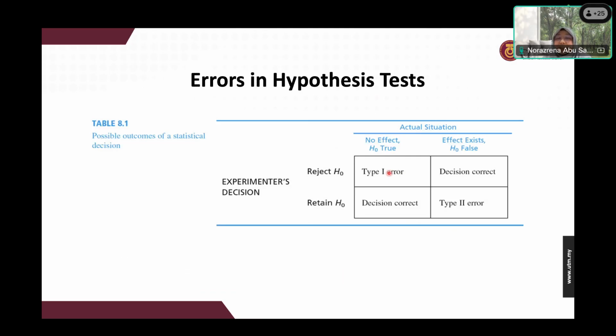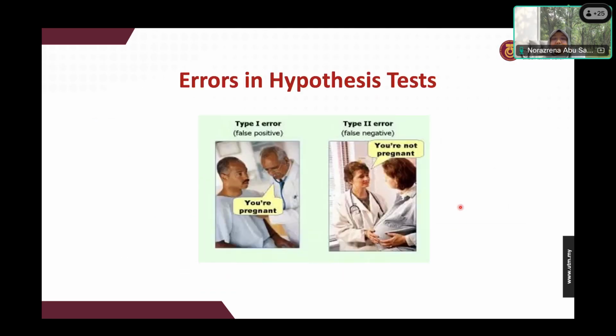These are the errors. We have type 1 and type 2 errors. Basically this is to make it easy for you to understand. Type 1 error is a false positive: you are pregnant, said to the man, of course. And type 2 error is a false negative: she is pregnant, but the doctor says you are not pregnant. So these are some errors related to it. False positive, false negative. All right.